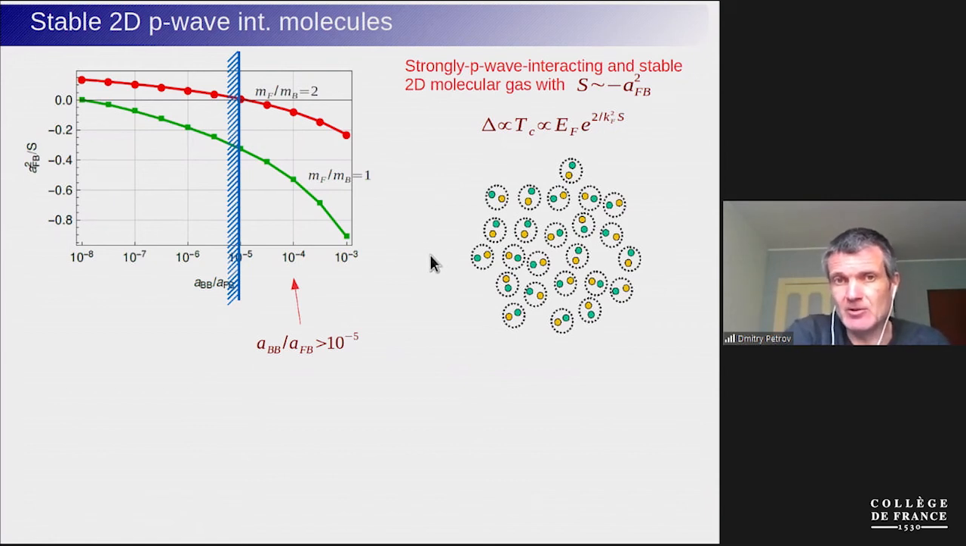We can, for example, consider a gas of these two-dimensional dimers, with distance between them of the order of their size. So it's in the spirit of artificial helium-3. And if the mass ratio is 2, we can even reach the resonance. And even in the isotopic case, we have a decent value of S of the order of minus square A_FB squared, which gives, at least on paper, a decent gap parameter and critical temperature of the order of the Fermi energy.